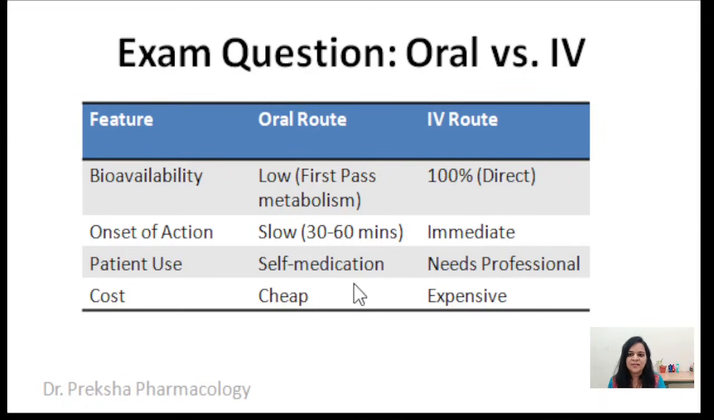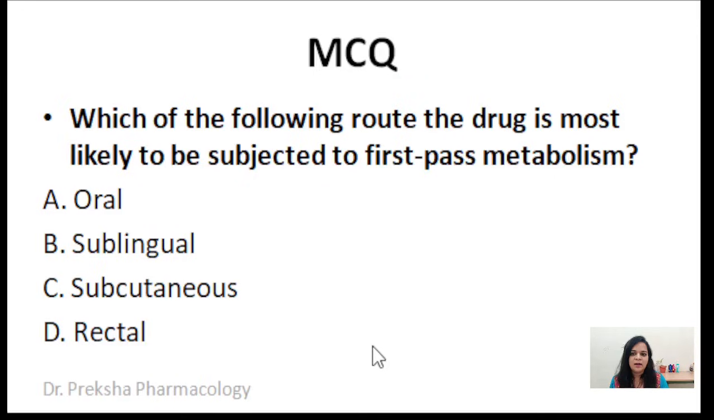Now this is the exam question. Oral and IV route. What are the differences or advantages or disadvantages? So this is just a summary of today's class discussion. And this is the MCQ. Which of the following route the drug is most likely to be subjected to first pass metabolism? Now comment whatever answer is right.